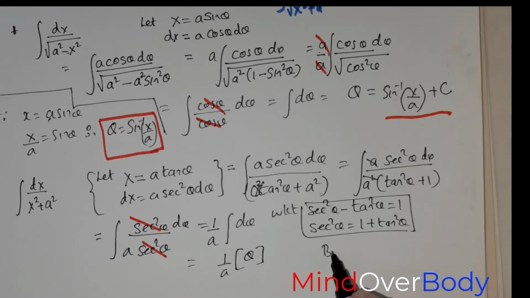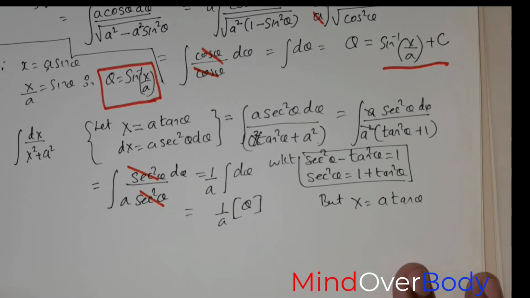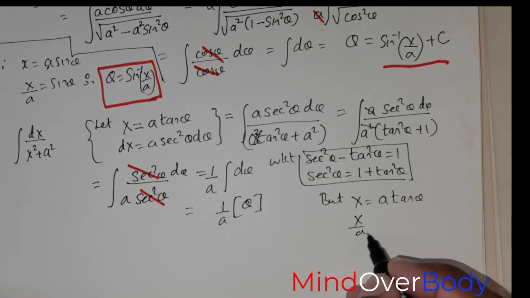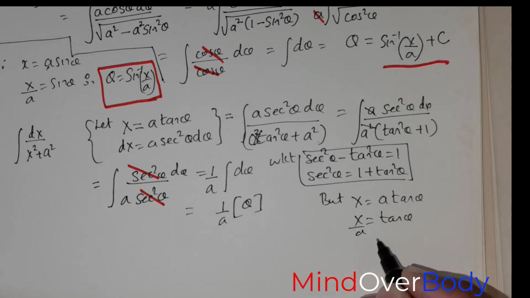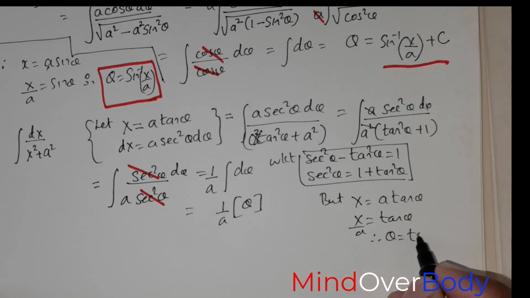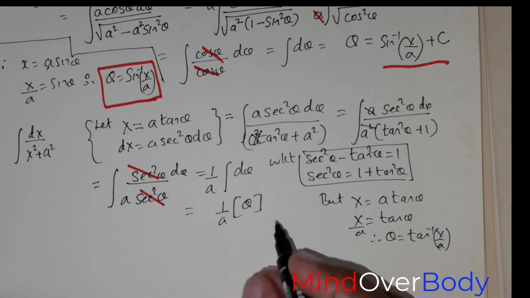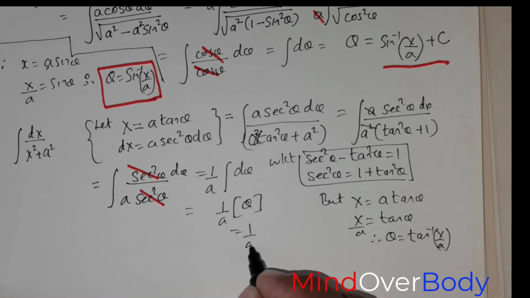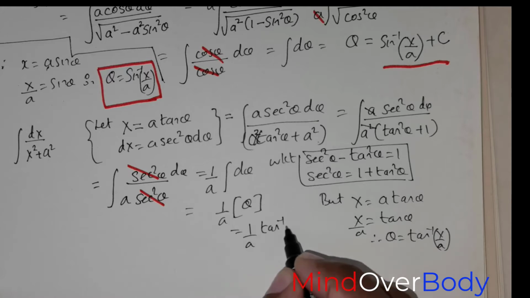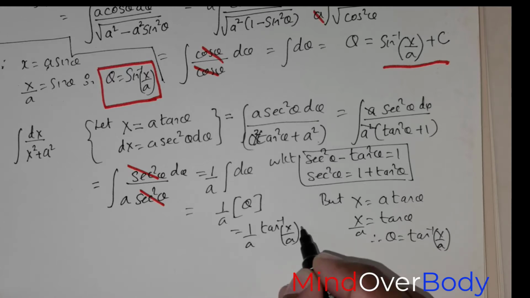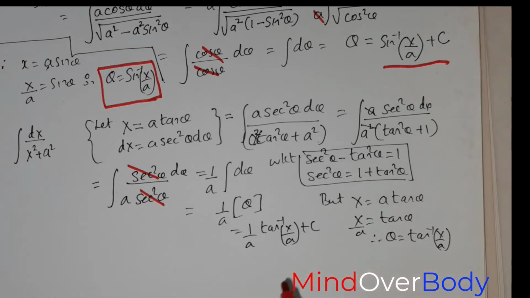But we know that we got x is equal to a times tan theta. So what I would like to do is push this a down, so it's going to be x over a is equal to tan theta. So theta is going to be tan inverse of x over a. So if we were to use this here, this is going to be 1 over a times tan inverse of x over a, positive arbitrary constant c, and that is a good place for us to draw the red line.